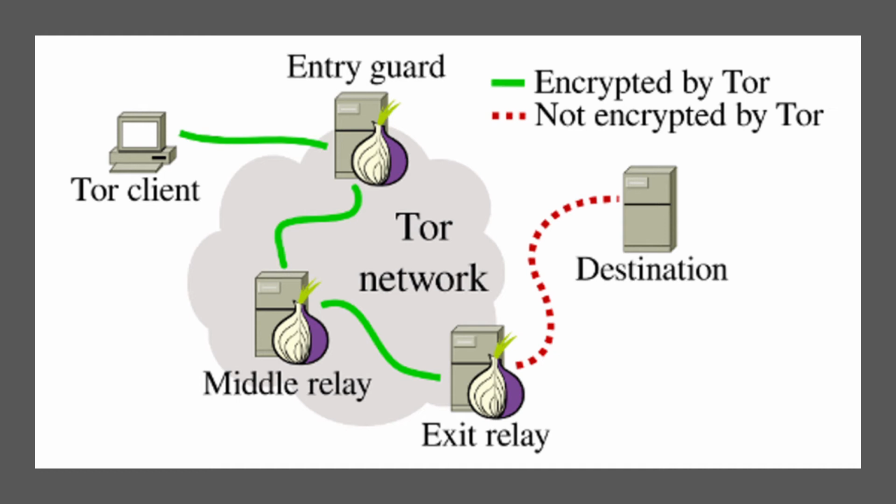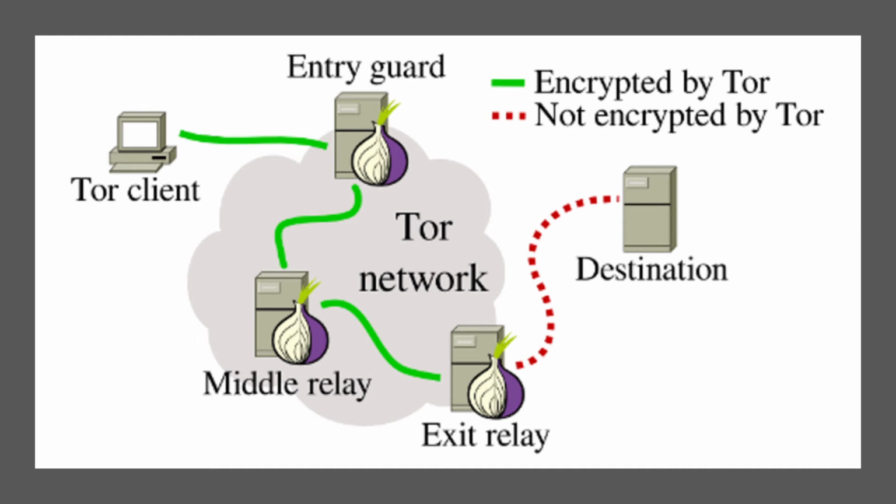Middle relay gets it. It's the same thing. Decrypts its portion of it. Has no idea that it came from the entry guard. All it knows is it has to send it out to that exit relay. When the exit relay gets it, same thing. No idea where it came from. All it knows is it needs to send it to a destination, because that's the only portion of it that it can decrypt.